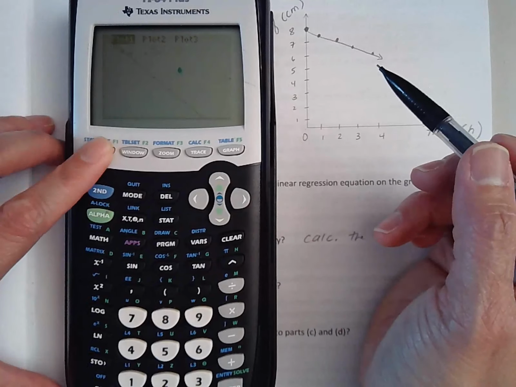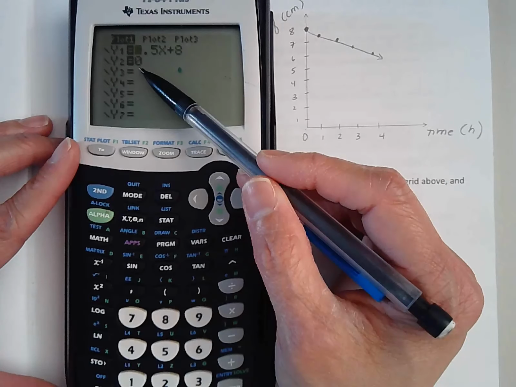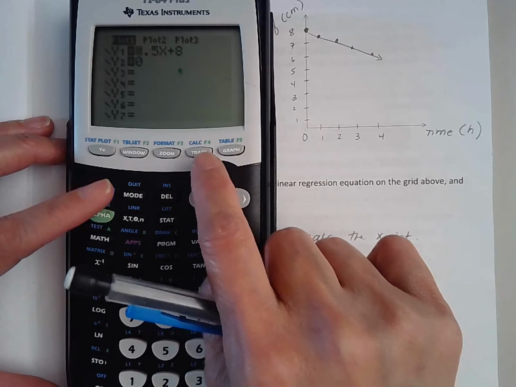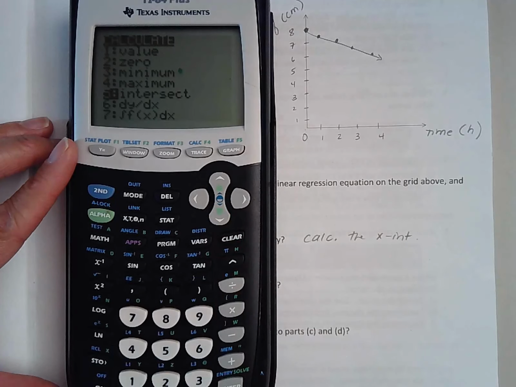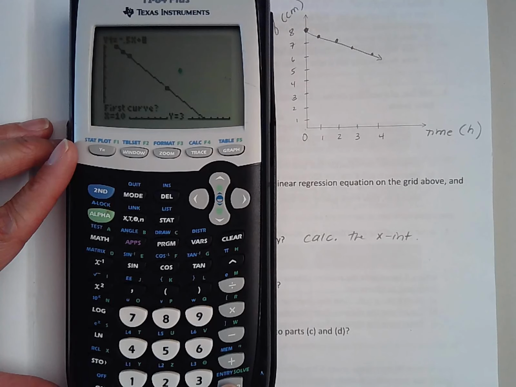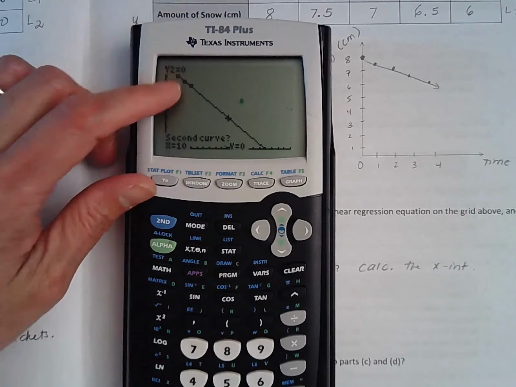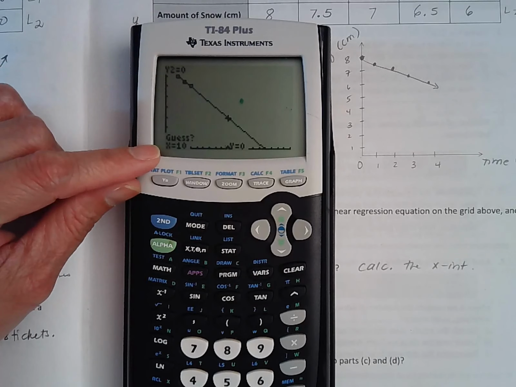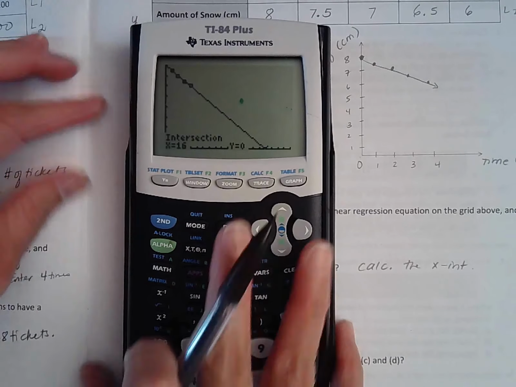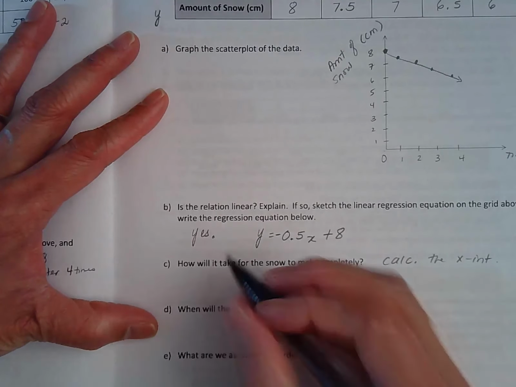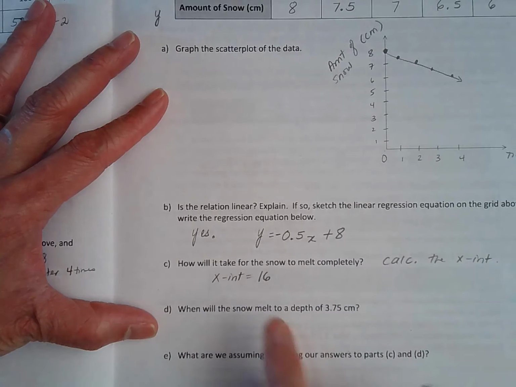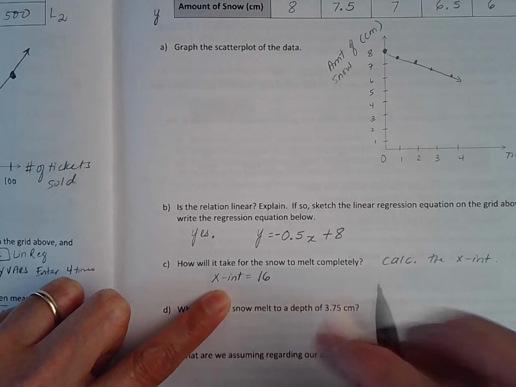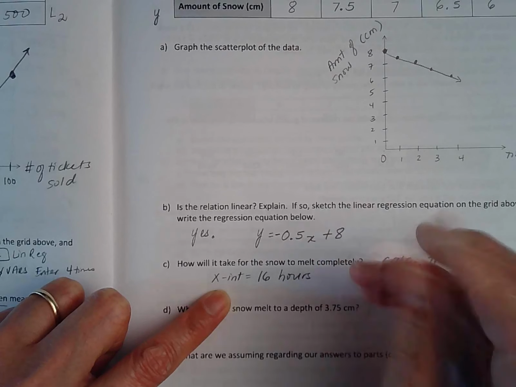How do we do that? So y2 is equal to 0. Go second function, trace. Go intersect. They're going to ask you, is this your first curve? Yes. Is this your second curve? The y2? Yes. And then guess. Enter. X is going to be 16. X-intercept is 16. 16 what? Hours. Because hours is on the X.